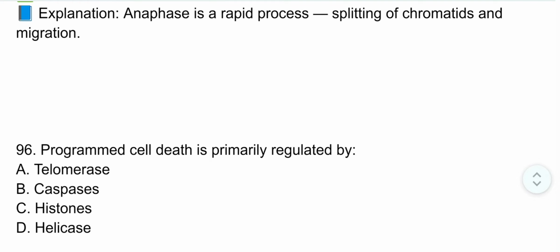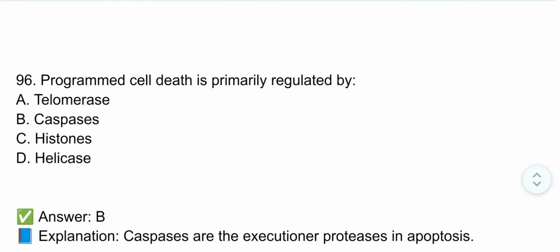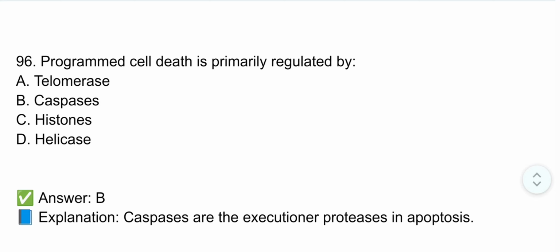Question number 96. Programmed cell death is primarily regulated by. The correct option is option B, caspases. Caspases are the key proteases in apoptosis.